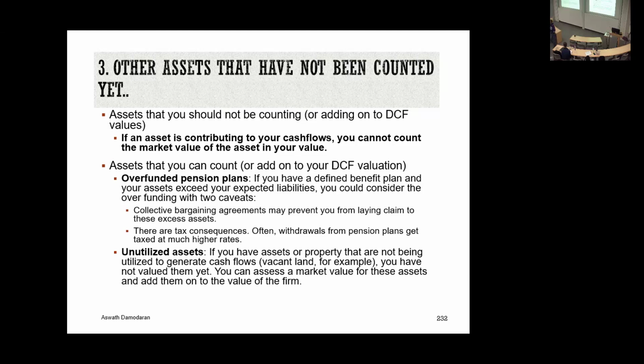So let's talk about what else you might be able to add on. I've already told you what you can't add on. You can't add on things you've already counted in your cash flows. So you're a hotel company. You value the company as a hotel. You then can't add the value of the hotel as real estate onto the value that you got from your discounted cash flow valuation. So you're looking for truly vacant assets, things you haven't counted.